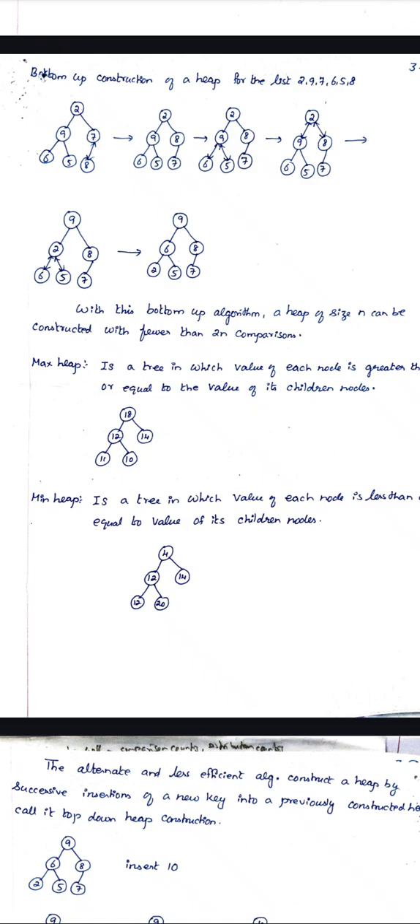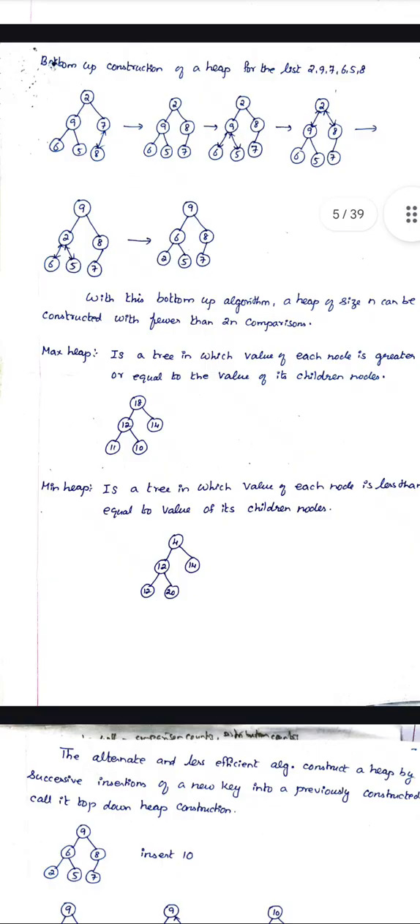Then we have to check the other children. Is 5 less than 9? Yes. Is 6 less than 9? Yes, true. Is 9 less than 2? No. Is 8 less than 2? No. Then we swap it to the left position; that is, 2 should be taken to the left side.